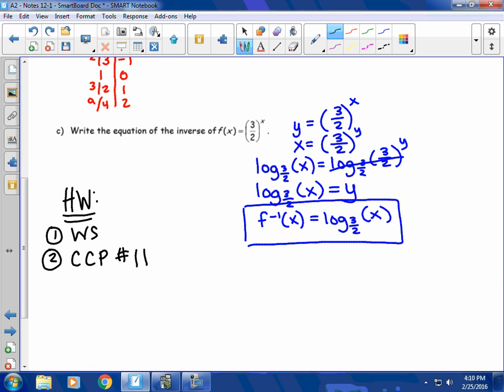Common Core prep number 11, it was due today, but since I'm not here today, I'll extend it to tomorrow, but it's due by the end of class tomorrow. Along with that, I know a couple of you are involved in that musical teaser, so you might not be in class tomorrow.